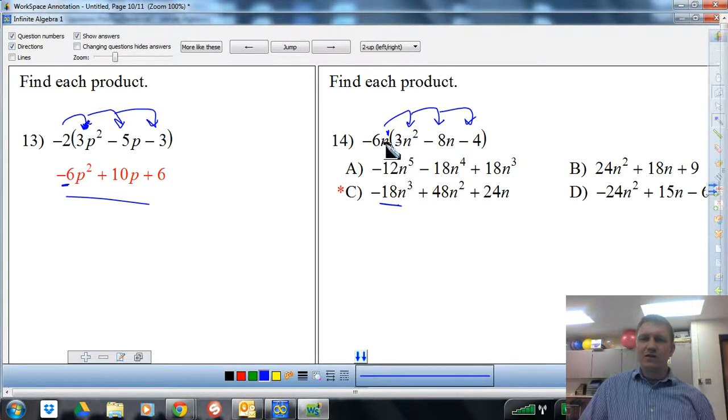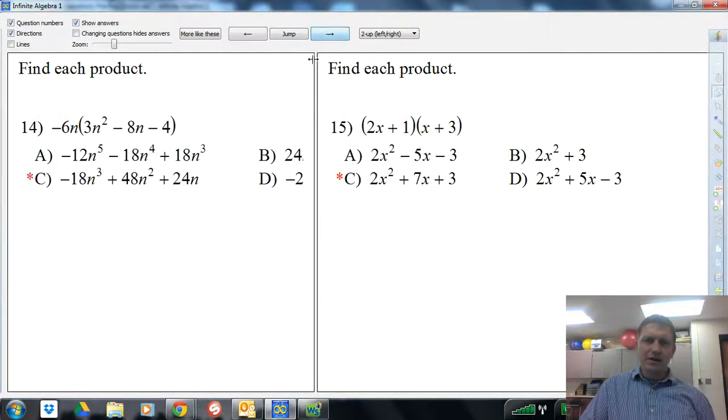Okay, same thing over here. N times n for this term multiplied by this one will become n squared. And you'll take negative 6 times negative 8, and you'll get 48n squared. Okay, next, take this term out here, multiply it by negative 4, and you get 6 times 4 is 24. And a negative times a negative is a positive. And the n from the negative 6n right here gets tagged along for the ride. So that's our final answer on that one.